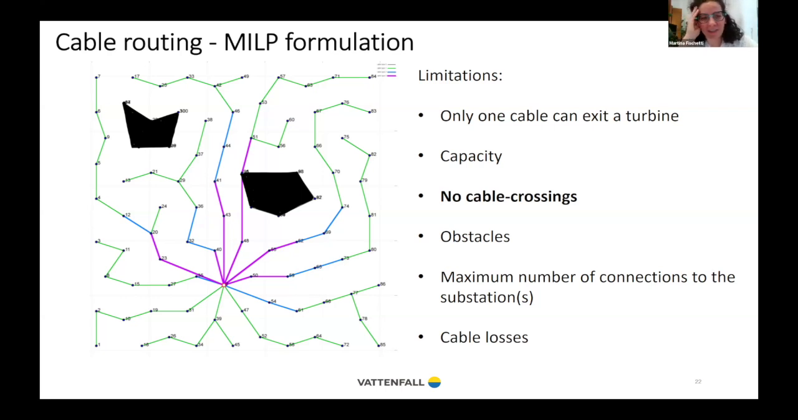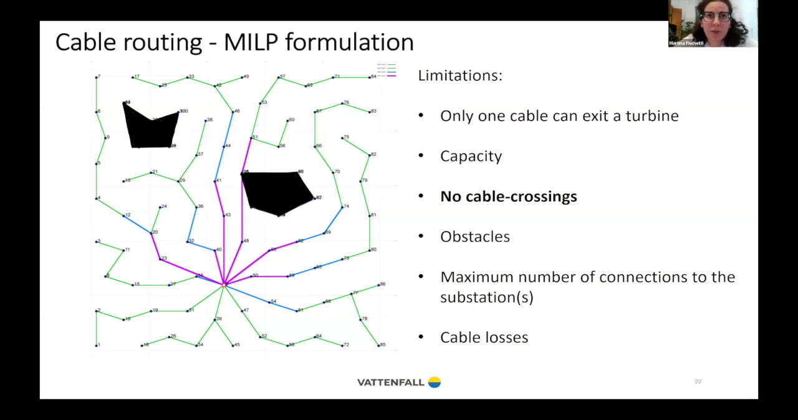Another constraint that was quite difficult to handle in our operations research mathematical model was the cable crossings. So basically, in theory, cables could cross. You can have a cable and then lay another one on top, but at the cost of having a very expensive isolating system between the two, so as not to have magnetic interference between the cables.